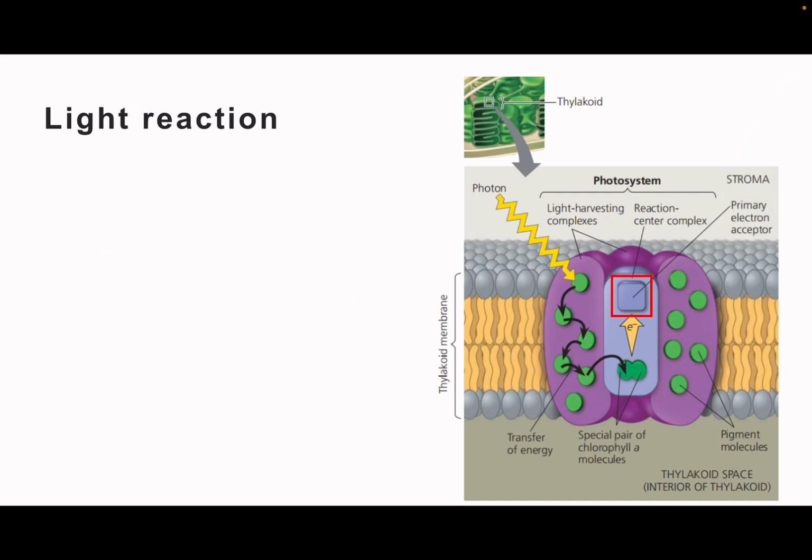The light reactions are the steps of photosynthesis that convert solar energy to chemical energy. A primary electron acceptor in the reaction center accepts an excited electron from chlorophyll a. Solar-powered transfer of an electron from a chlorophyll a molecule to the primary electron acceptor is the first step of the light reactions. The thylakoid membrane is populated by two types of photosystems that cooperate in the light reactions of photosynthesis: Photosystem 2 and Photosystem 1.